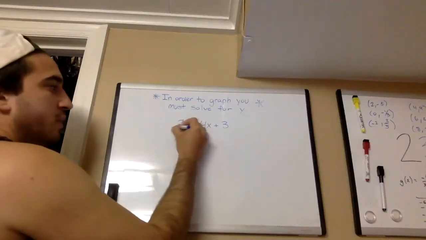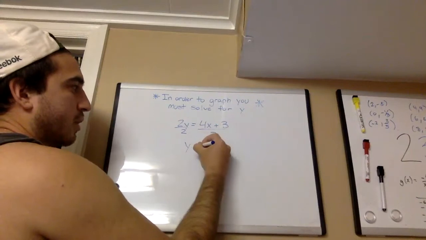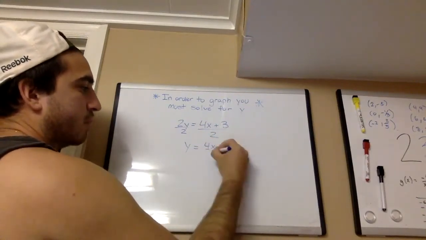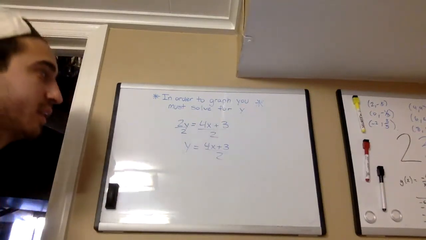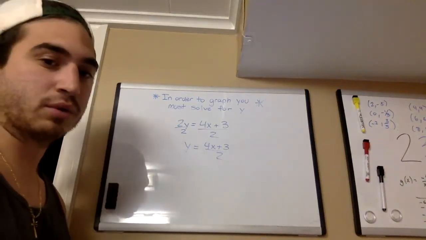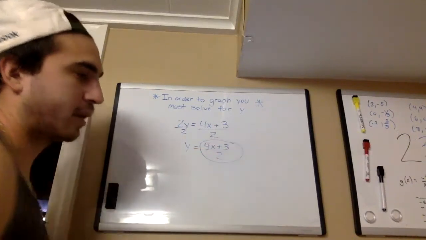In order to solve, you divide by 2 on both sides, so then your equation is going to be y equals (4x plus 3) over 2. This you can now put in your calculator. To do that, you go to the top left and press y equals. You are then going to put this into your calculator.